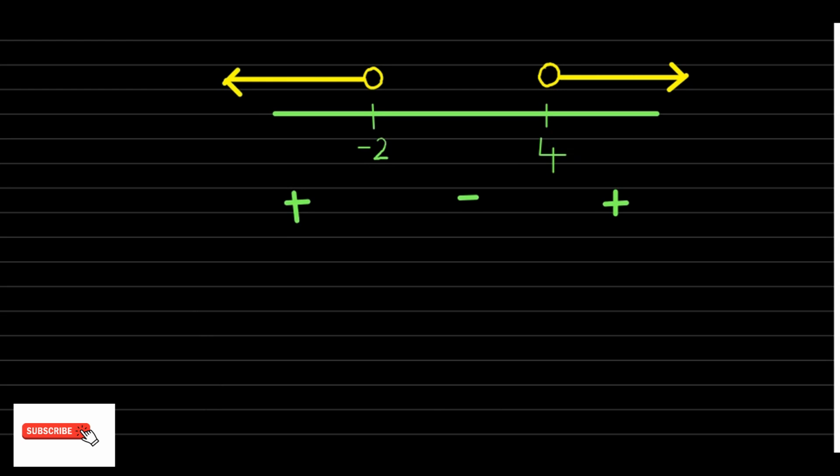Okay, so that is how our answer will look on a number line, or you can just simply write it as this function is greater than 0 when x is less than negative 2, or when x is greater than 4. If you'd like the answer in interval notation, then it would be from negative infinity to negative 2, or when x is in the open interval from 4 to positive infinity.